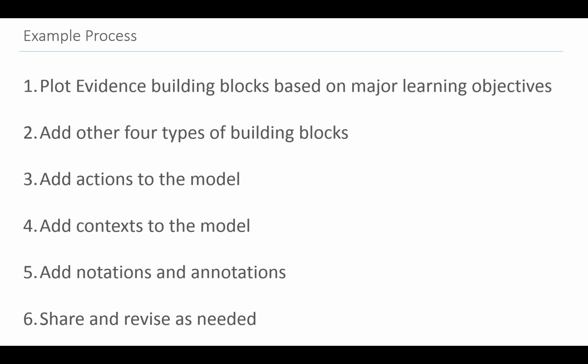The steps for creating learning environment models are: plot evidence building blocks based on major learning objectives. Add the other 4 types of building blocks after you've plotted that evidence of learning building block. You'll add actions to the model. You'll add context to the model. You'll include notations and annotations. And finally, you'll share and revise that model as needed.